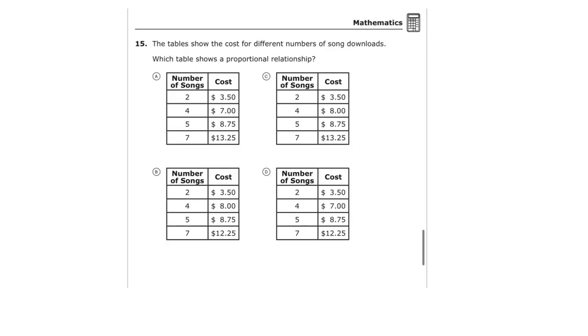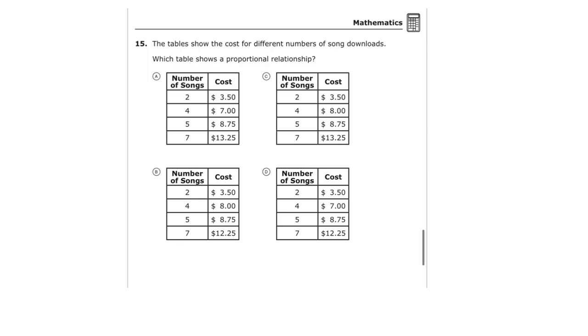Okay, the tables show the cost for different numbers of song downloads. Which table shows a proportional relationship? The best way to know whether or not a table is giving you a proportional relationship is to take the number that's on the right and divide it by the number that's on the left, and then just double check and see if you end up with the same result every time you do that.